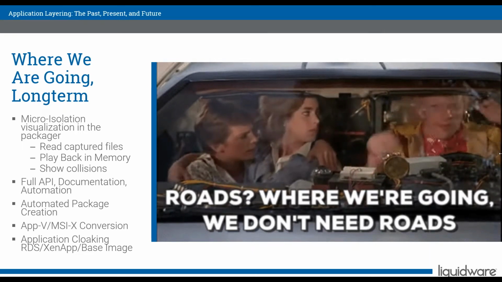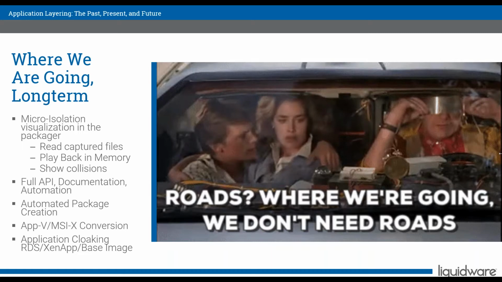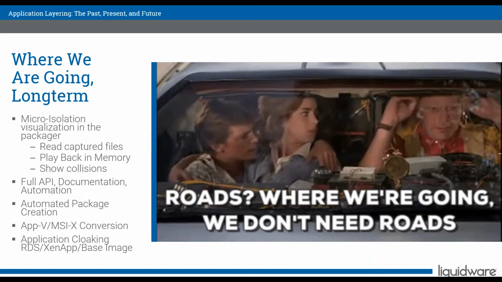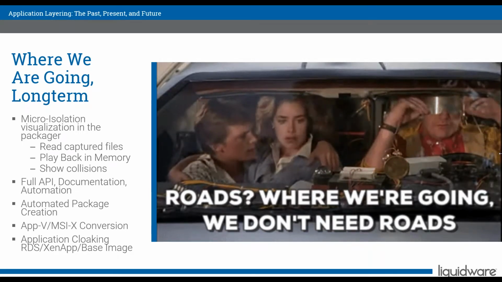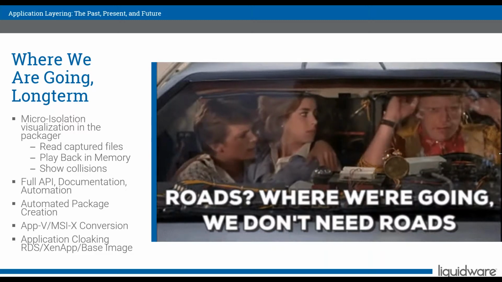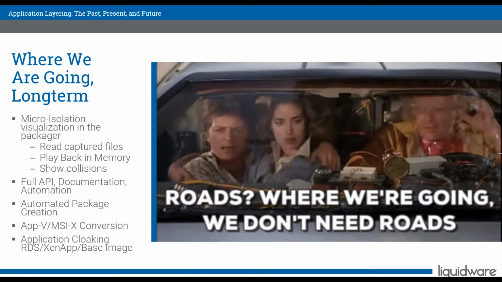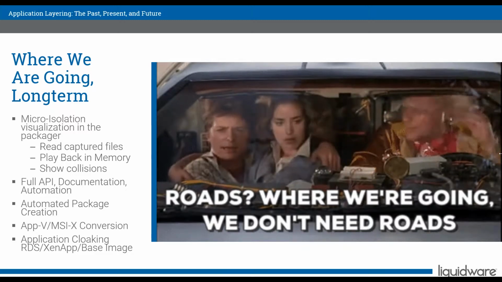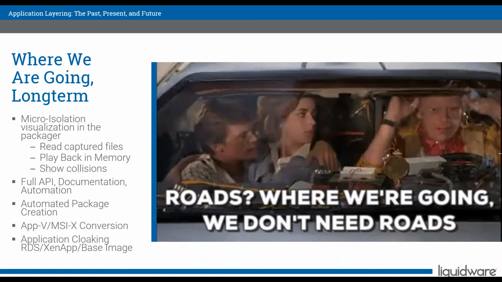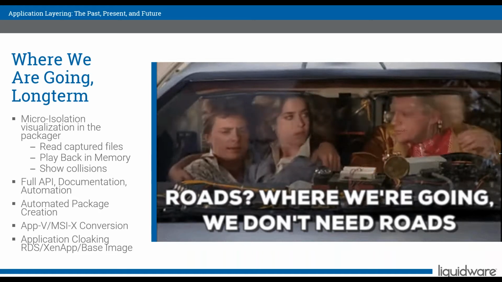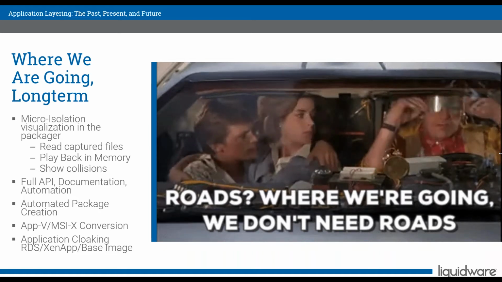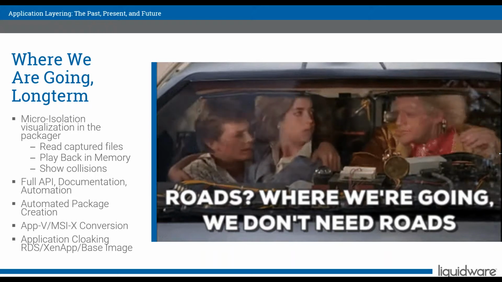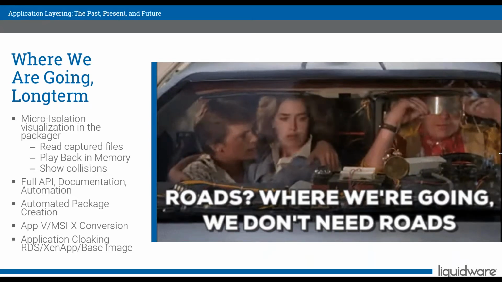First thing is we're going to be adding micro isolation visualization in the packager. Now this one requires a little explanation as well. So you remember before I said we had that micro isolation piece that allows DLLs to be swapped and shared through our filter driver, and we do the same thing with the registry. Well, the problem is you can't really see that very well. We have an API where you can go and take a look at it after it's been deployed. But what if you're packaging all this stuff and you want to see how applications conflict before they're deployed? Well, that's exactly what this does.